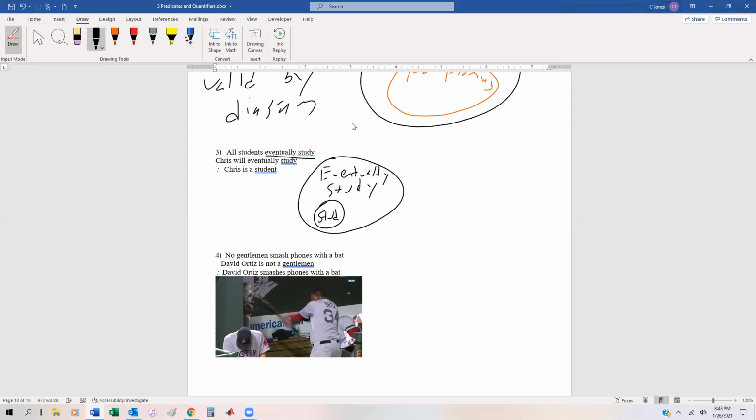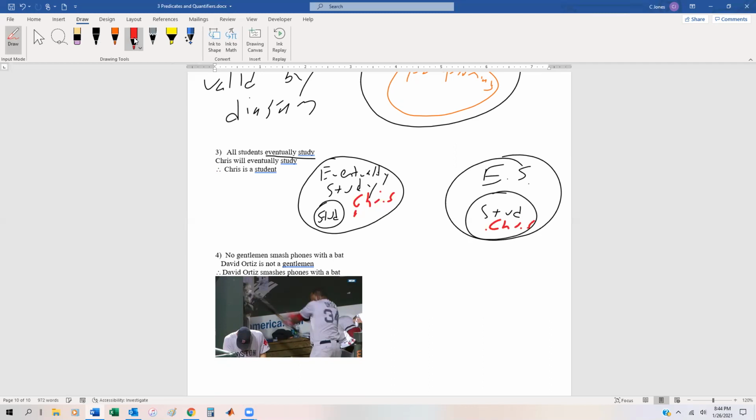All right. Now it says Chris will eventually study. So now that doesn't necessarily mean that Chris is inside. So inside of study. So for example, it's certainly valid that Chris could be here, but wouldn't it also be true that if we had our eventually study and we had our students, couldn't it also be true that Chris could be inside of the people that eventually study, or all students, excuse me.